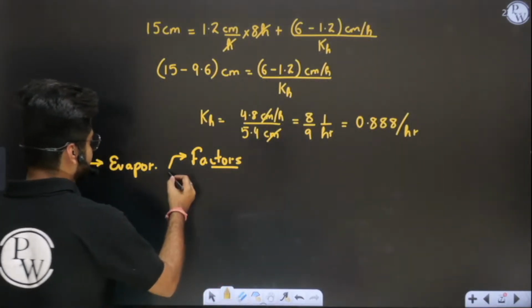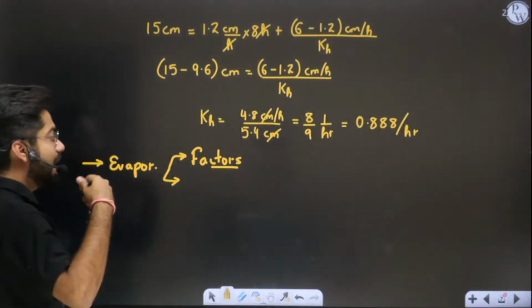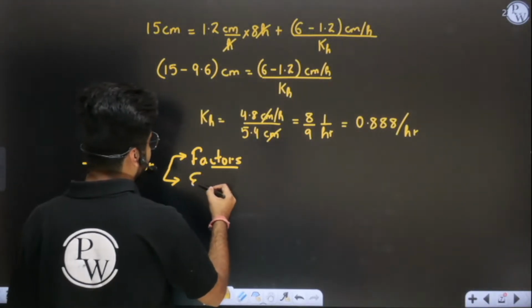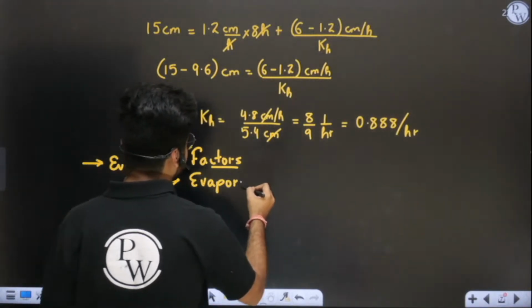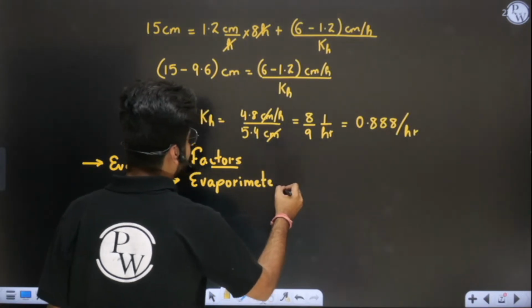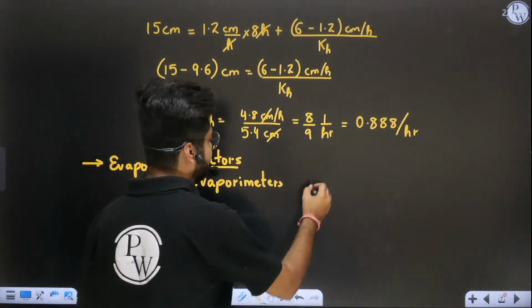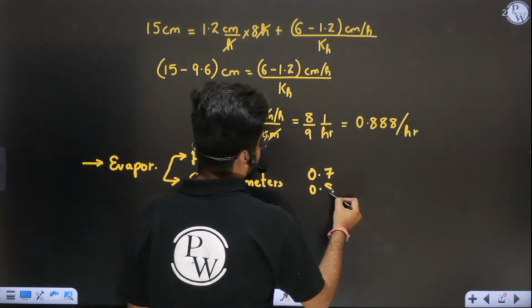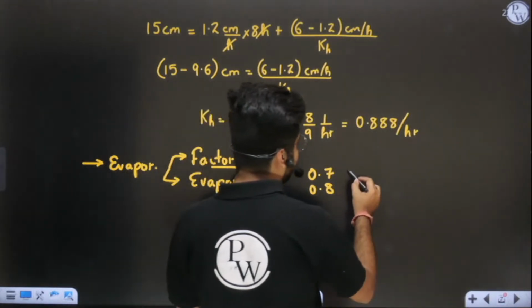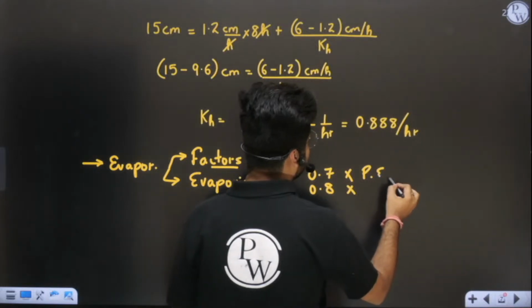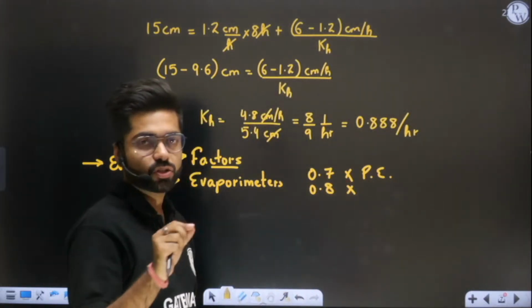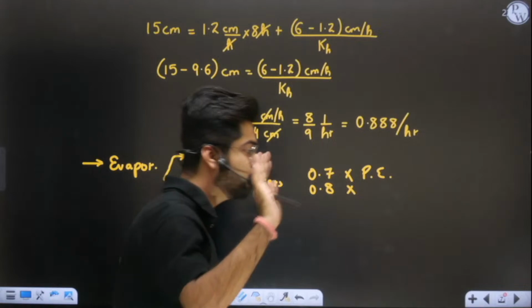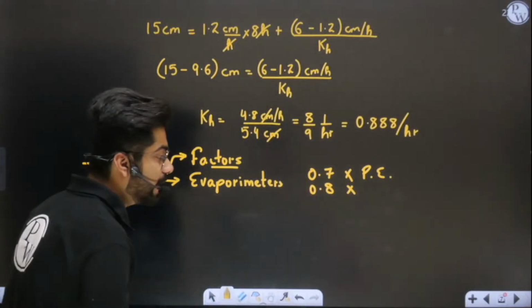After the factors, I went on to discuss how to measure evaporation. I told you about evaporimeters, in which we discussed the pan evaporimeter. The Class A land pan has a pan coefficient of 0.7, and the Indian pan has a pan coefficient of 0.8. We multiply pan evaporation by these coefficients to get the actual water body evaporation.